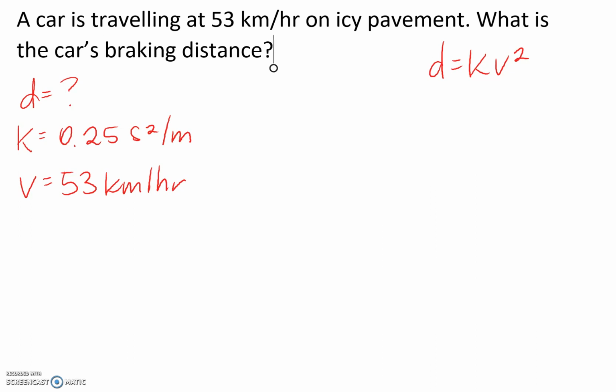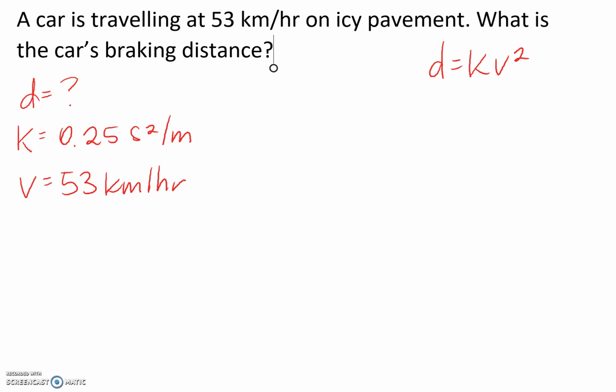Another little reminder that you do not have to memorize the K values. These are given to you on your equation sheet, so that's not something you need to commit to memory. So at this point, we have two of the three values that we need, and we should be good to go ahead and solve for braking distance, or D.